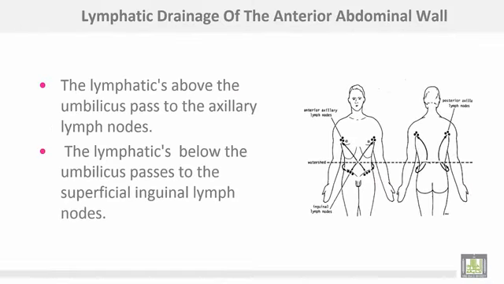The lymphatic drainage of the anterior abdominal wall: lymphatics above the umbilicus pass to the axillary lymph nodes in this direction. The lymphatics below the umbilicus pass to the superficial inguinal lymph nodes in this direction.